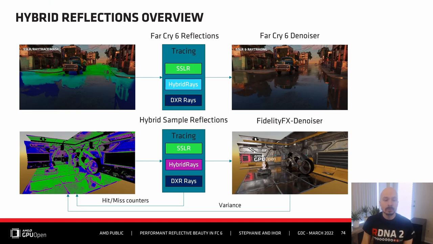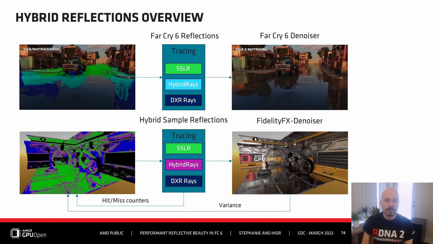The hybrid reflections sample is similar, where we also shoot SSLR rays, and if we are low confidence, we shoot a DXR ray. But we have feedback counters that we reproject frame to frame. And what they do is they try to remember what pixels shot what type of rays. Were they hybrid, were they DXR only, were they SSLR only? And what we try to do is avoid shooting out SSLR rays for pixels that previously required a DXR ray to find an intersection.